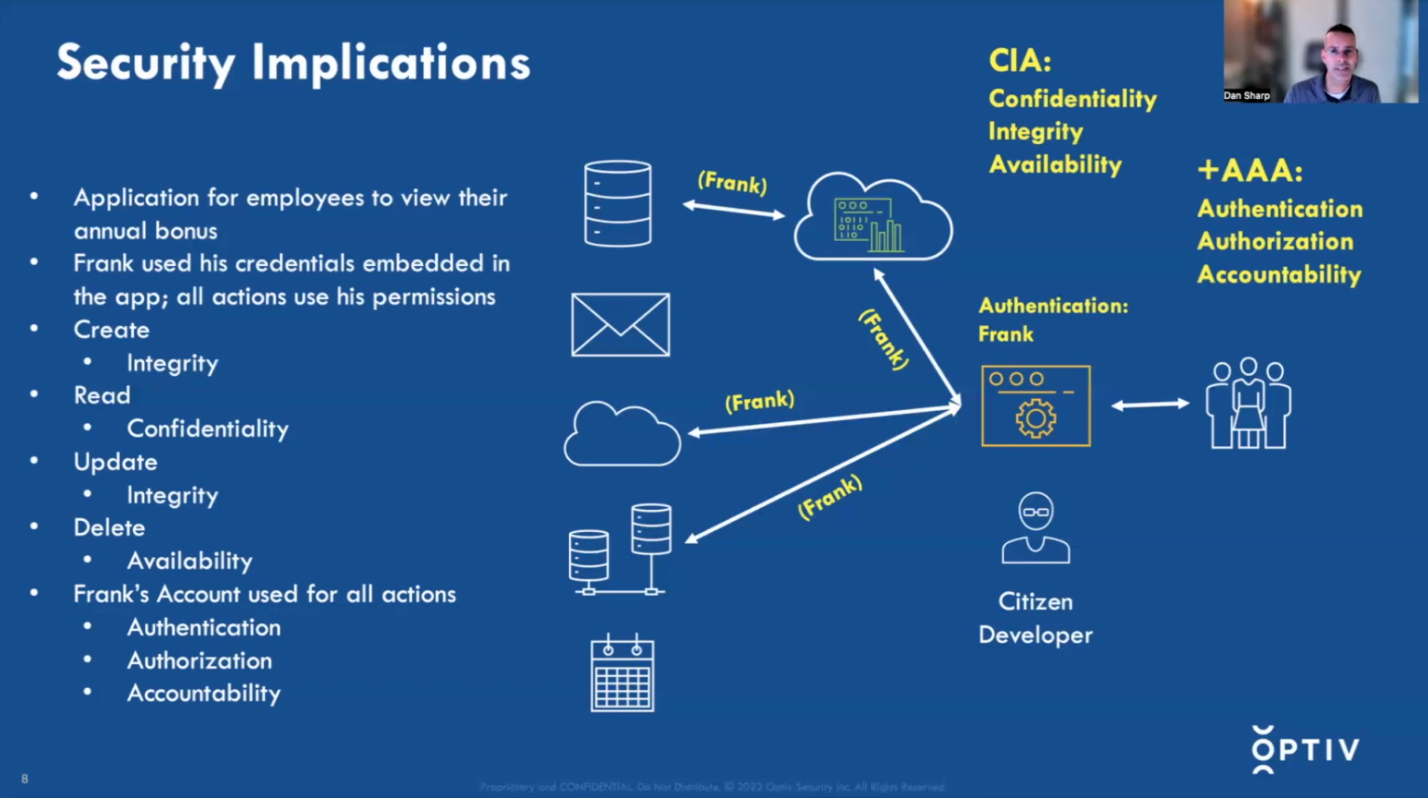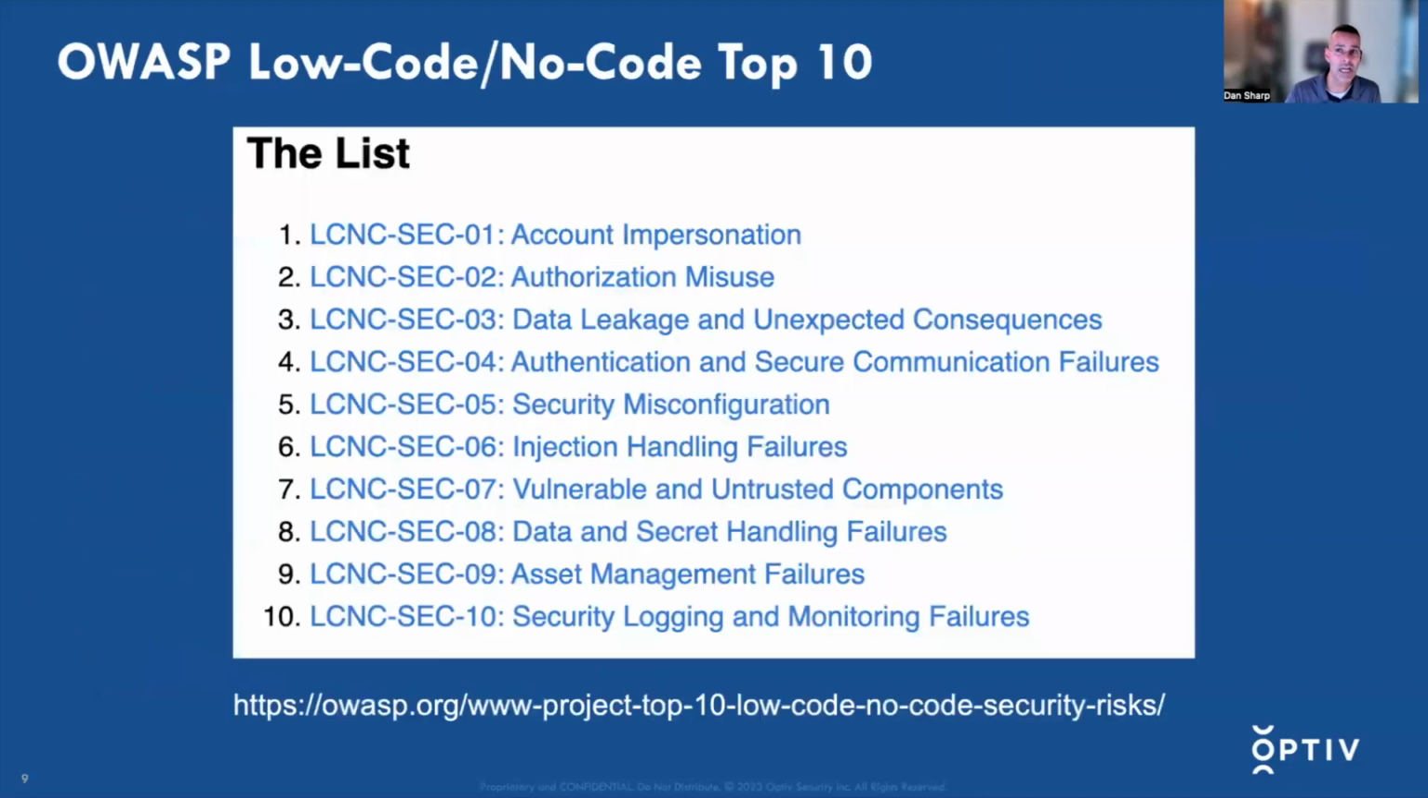And this example actually is not conjecture. What we've seen is that OWASP has come out with a low-code, no-code Top 10. OWASP, the Open Worldwide Application Security Project, is very famous in the AppSec realm for providing a lot of free information, toolkits, and frameworks to be used for securing applications.